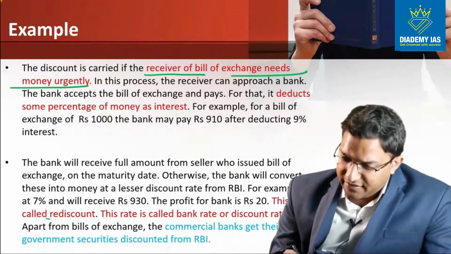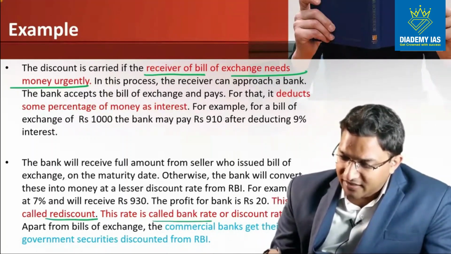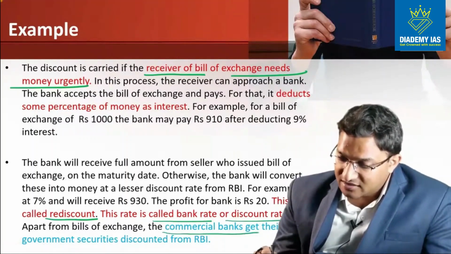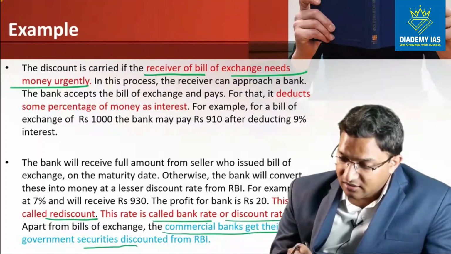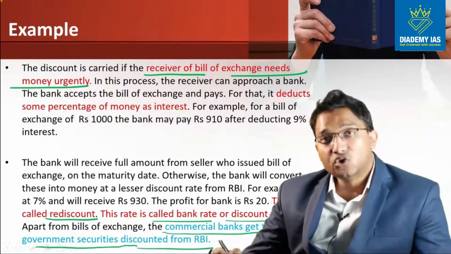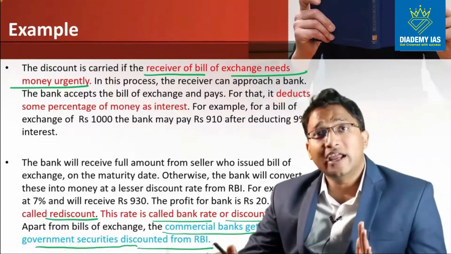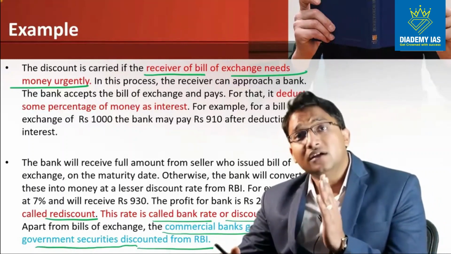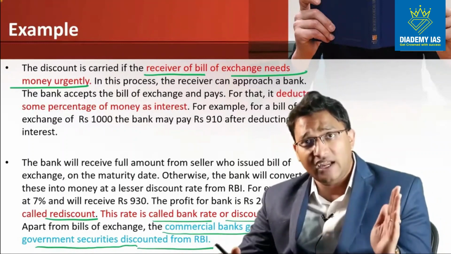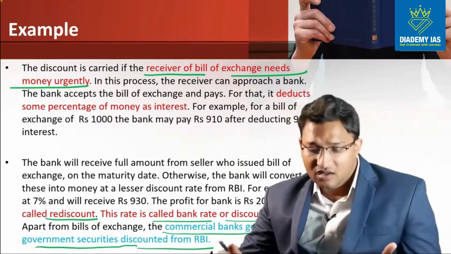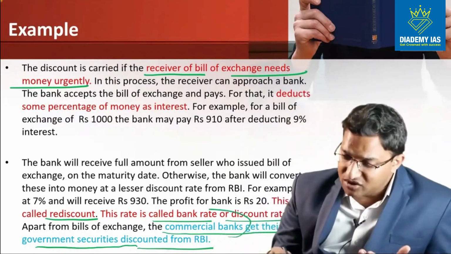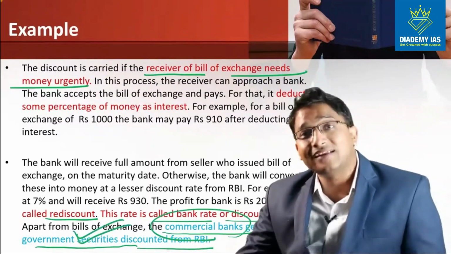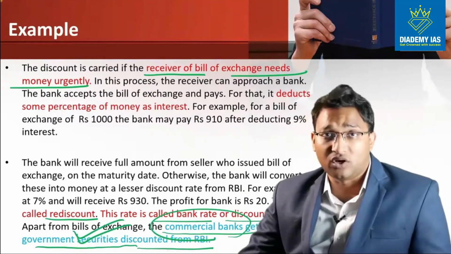So this is called rediscount. The rate is called bank rate or discount rate. Apart from bill of exchange, the commercial banks get government securities discounted from the RBI. In the example that I gave you, State Bank of India rediscounted only the bill of exchange given by Mr. A. But in the practical world, the commercial bank can also discount their government security and get cash in return from the RBI.